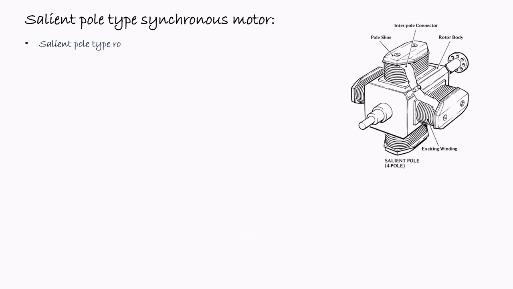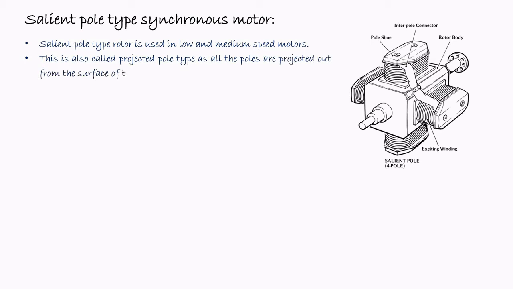Here is the first one, that is the salient type synchronous motor. In the salient pole type, the rotor is used in low and medium speed motors. So this is the structure of a salient type rotor. This is the main body of the rotor where the poles are projected. In this case, there are four poles. This is also called the projected pole type, as all the poles are projected out from the surface of the rotor, which we can see in this figure. The poles are projected outside from the body of the rotor.